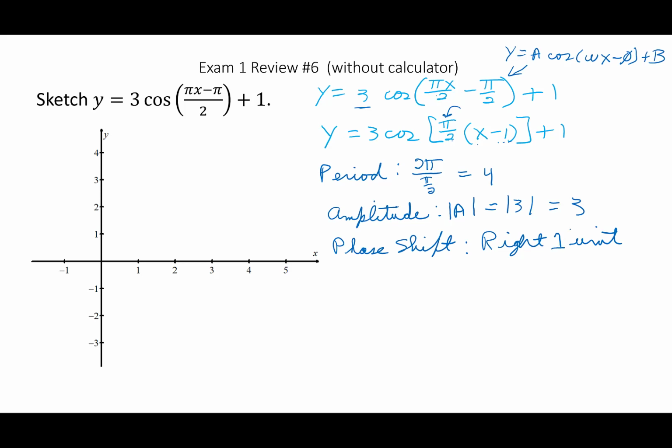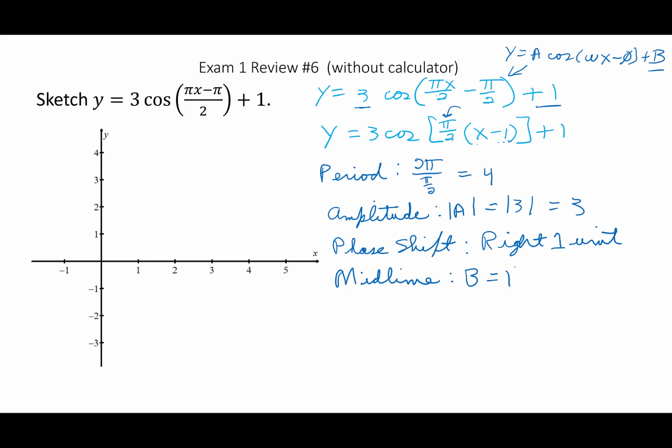And the last thing before we start actually working on the graph itself, what we call the midline, comes from B. So the midline comes from this value B, which in this case is plus 1. And I'm just going to say in this case B equals 1. Our midline is 1 here.